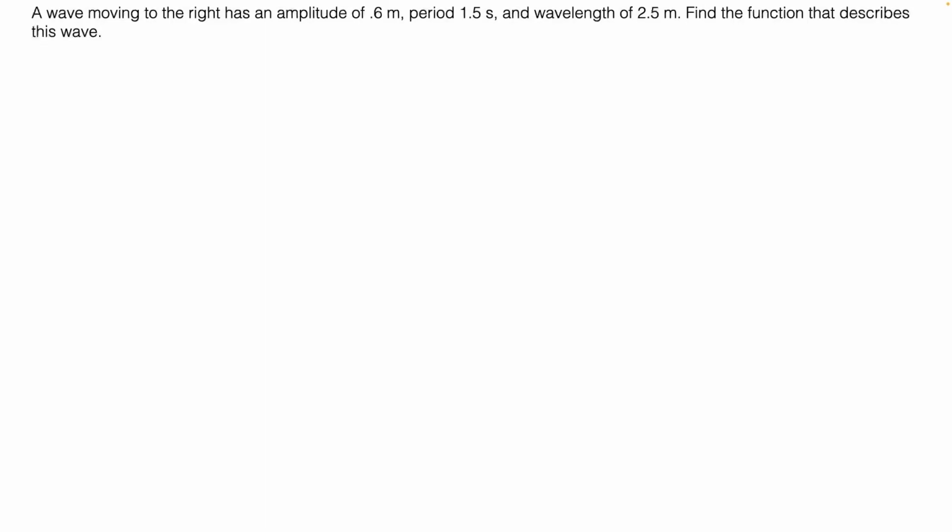Okay. So the wave is moving to the right. What do we instantly know? kx minus omega t. Okay. We've got amplitude, we've got period, we've got wavelength, and they want us to find the function that describes the wave. But we already know what the function is. The function looks like y equals A cosine kx minus omega t. So if we're going to find this function and fill out the details, what do we need to define?